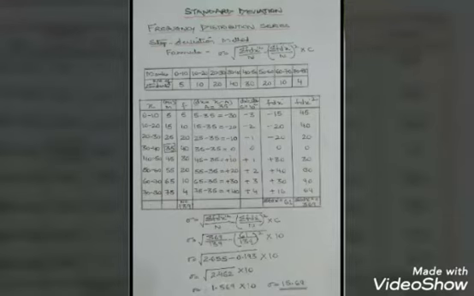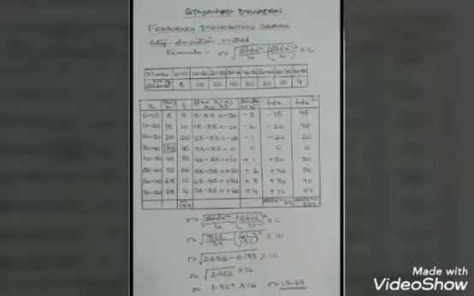So children, the formula for step deviation goes like this. Standard deviation equals square root of sigma f dx square upon n minus, in brackets, sigma f dx upon n, bracket closed, square, into c, where c is a common factor.